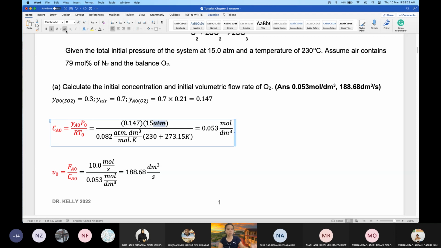So happen kalau kamu check, the only R with ATM unit is actually 0.082 ATM dm cube per mole Kelvin. So by using this R value, dah berlainan kan, tadi kita guna 8.3144 kilopascal dm cube per mole Kelvin. When it's ATM, it becomes 0.082 ATM dm cube per mole Kelvin. So by doing this, I can already cancel my ATM unit.